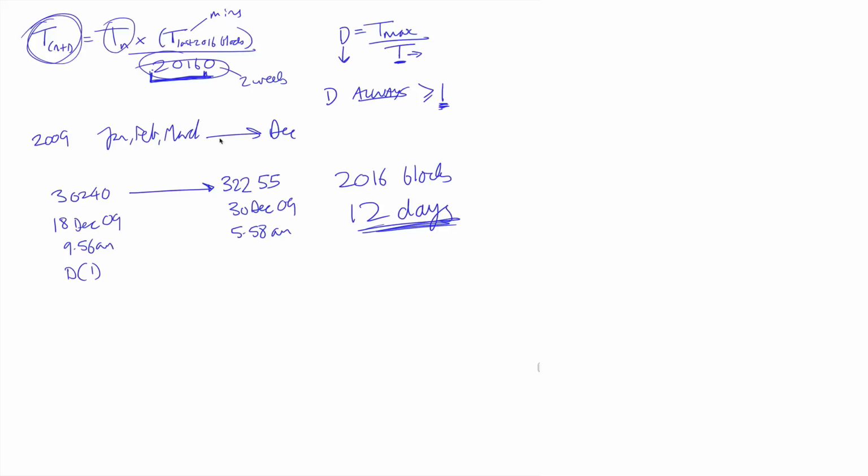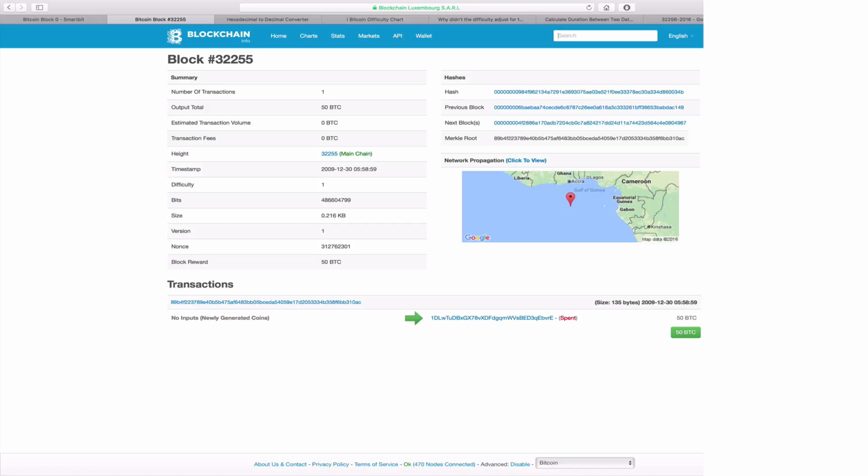And we can see this if we look at the blockchain website. If we look at block 32255, this was the last block where the difficulty was 1. It was issued on the 30th of December 2009, has a difficulty of 1, as have all the previous blocks up until this point. But if we look at the next block, 32256, we see the difficulty goes up to 1.18.